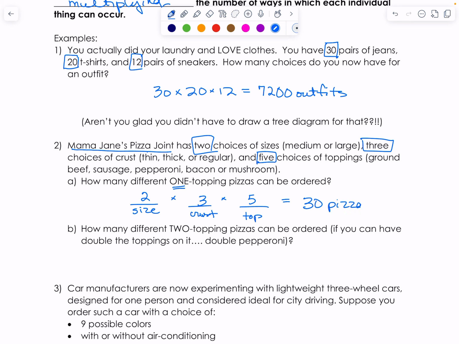30 different 1-topping pizzas. So now we're going to have a 2-topping pizza, and you can double the topping. In other words, you could have double pepperoni. So we still have 2 choices for our size, we still have our 3 crusts, and we still have 5 for topping 1. Then for topping 2, I've got 5 choices there also. So I'll multiply all those together and I could now get 150 different 2-topping pizzas.